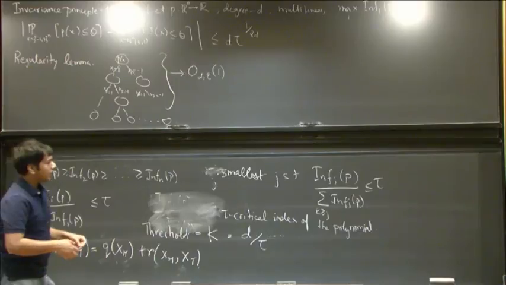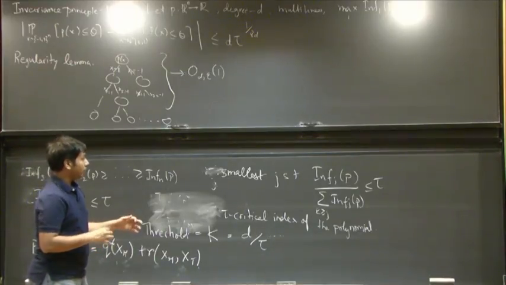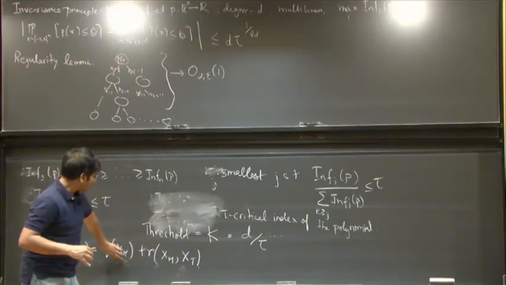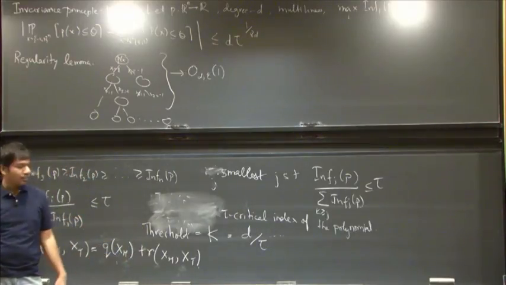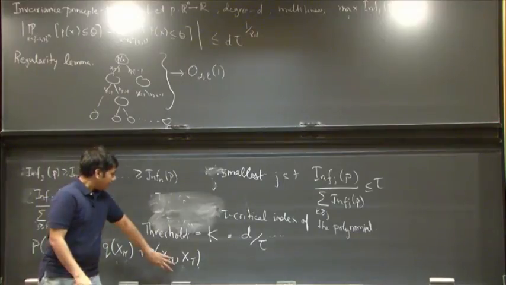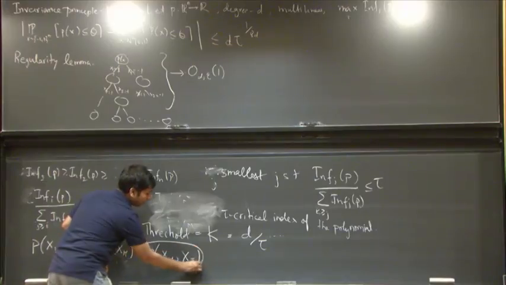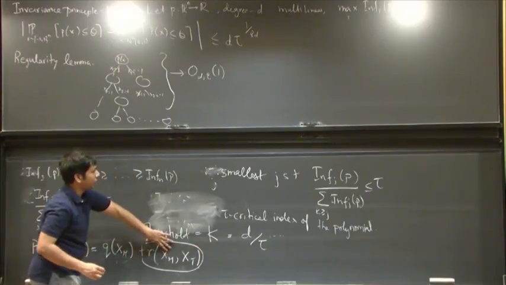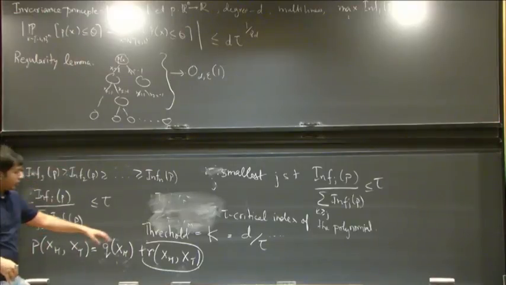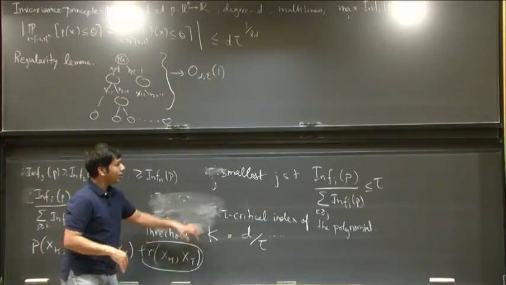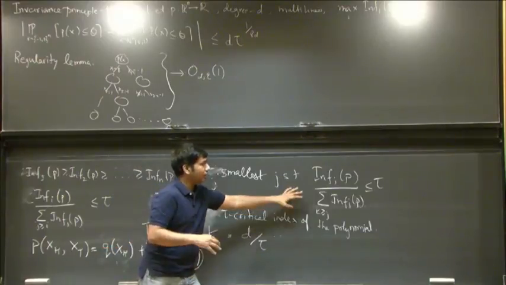The other part is what happens if the critical index is small. The number of variables here is like 1 or 2 or something like this. Let's say this is the case. Then by definition, this is a regular polynomial, because the influence of all the variables in T is small. The influence of any variable in T divided by the influence of all the variables in T is at most tau.